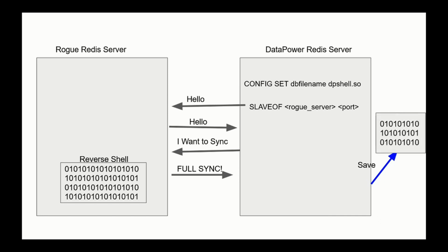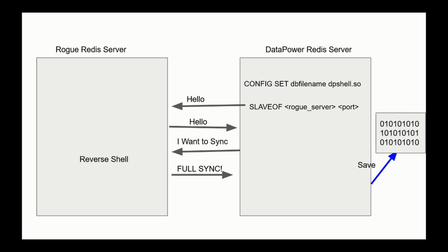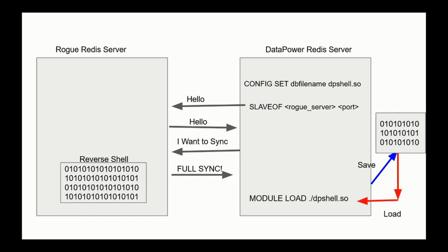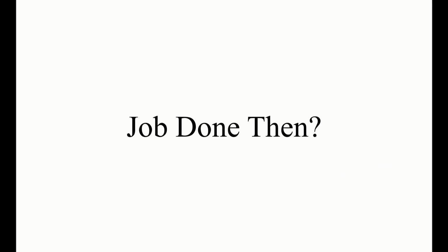So that's the remote code getting put there, and then we execute the module load command to load that remote code inside the DataPower Redis server. We can now execute and have full control over the code running inside DataPower Redis. Right, job done then. Well, not quite.